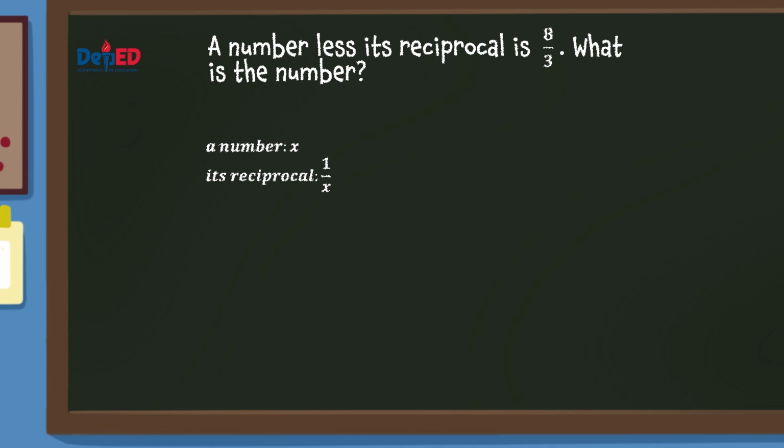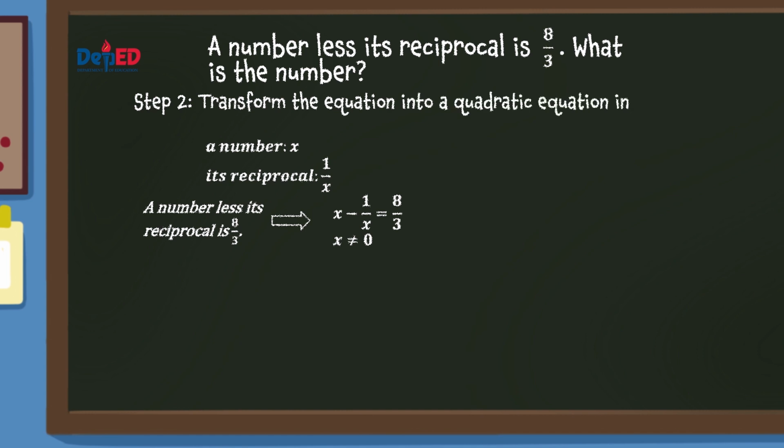So, the verbal sentence, a number less its reciprocal is 8 over 3, can be translated as the equation x minus 1 over x equals 8 over 3. Here, x should not be equal to 0, otherwise, 1 over x is undefined. Step 2. Transform the equation into a quadratic equation in standard form.